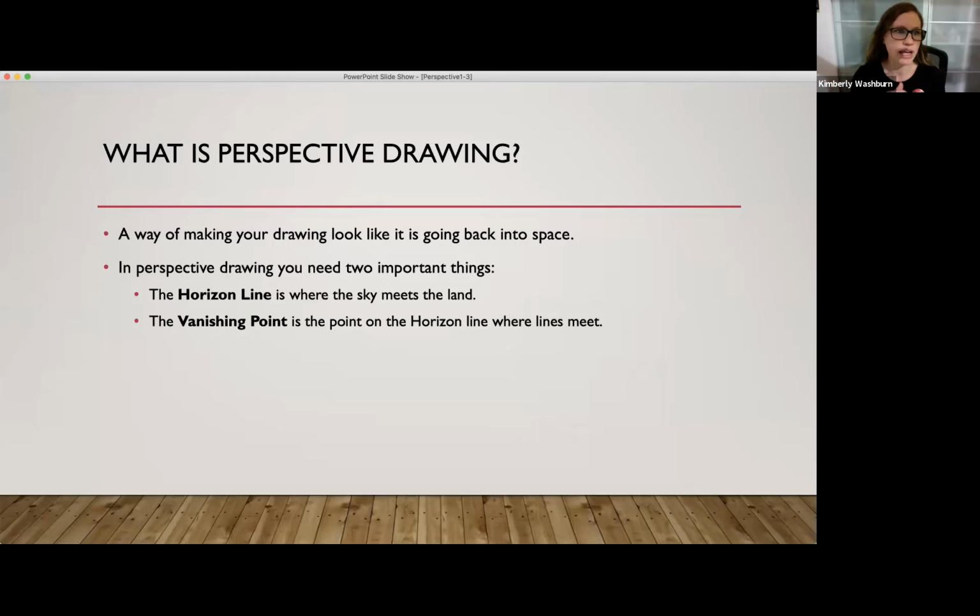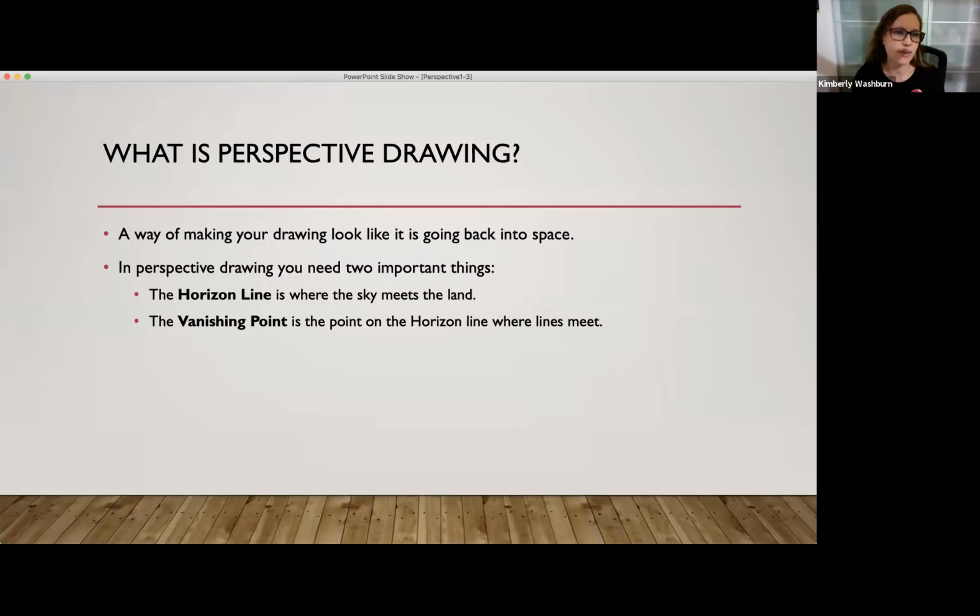Now, when we're doing perspective drawing, you need to know two important things. These are vocabulary words that we're going to be using a lot. The first is two words: horizon line. The horizon line is where the land or the sky meets the land. If you were to step outside and look out over a field, and you see the sky, and then you see the land, the place where the sky and the land meet is the horizon line. And we can draw that on our paper. So we'll be drawing a horizon line today.